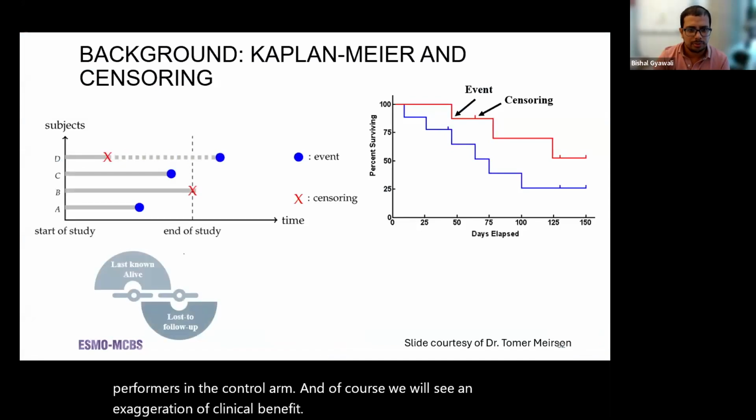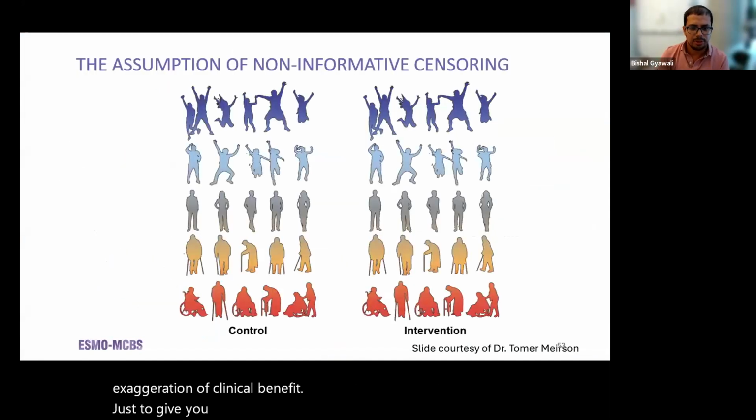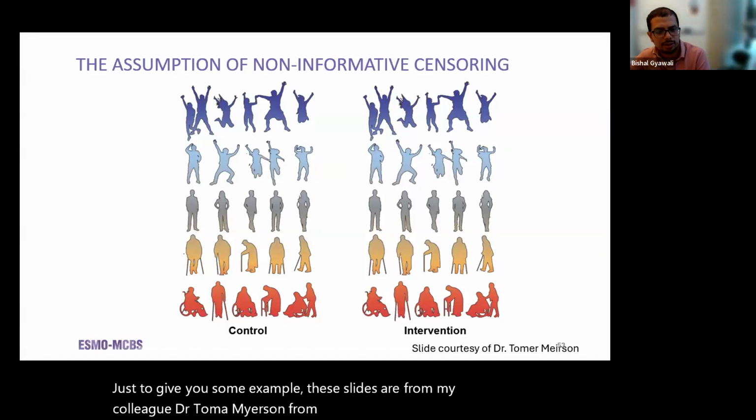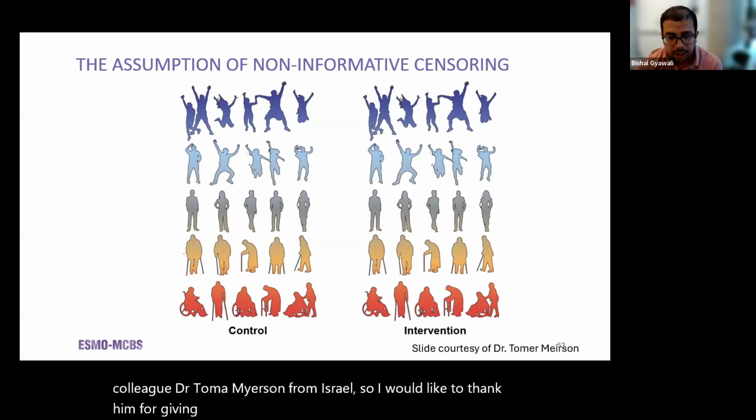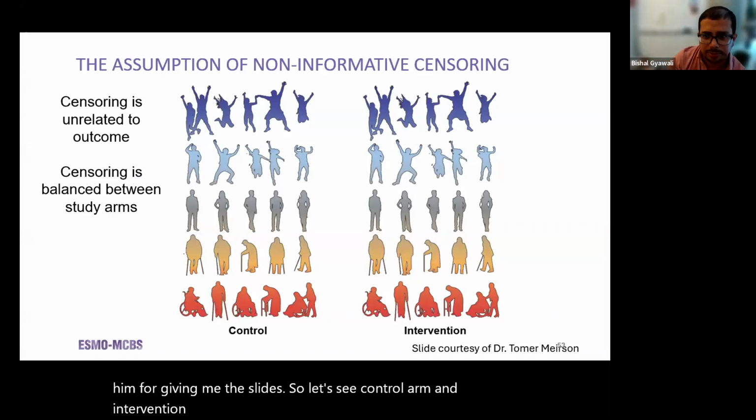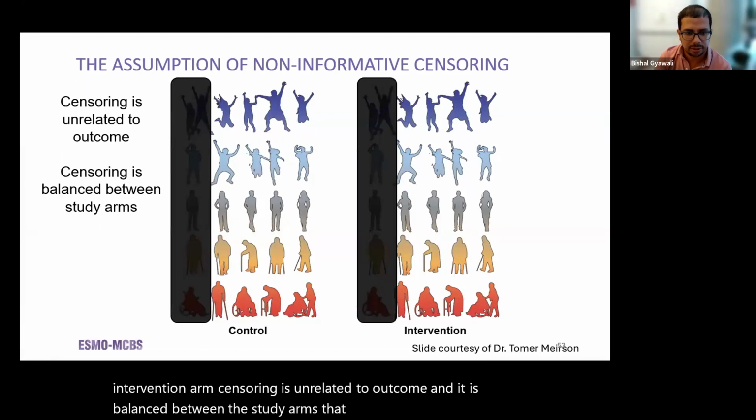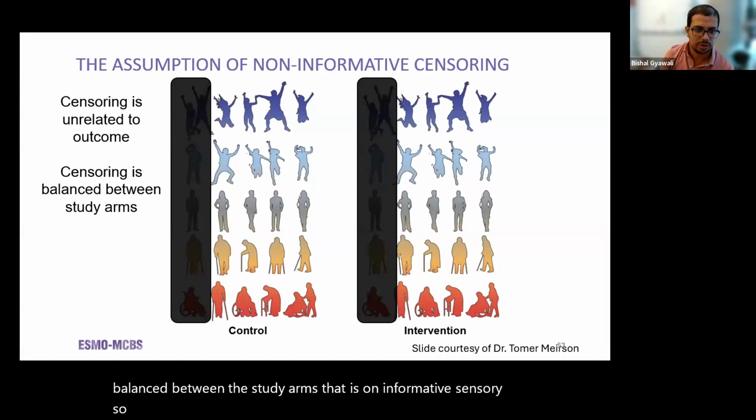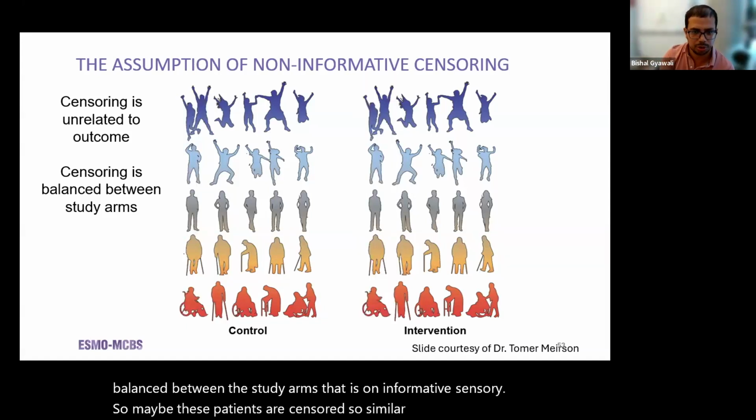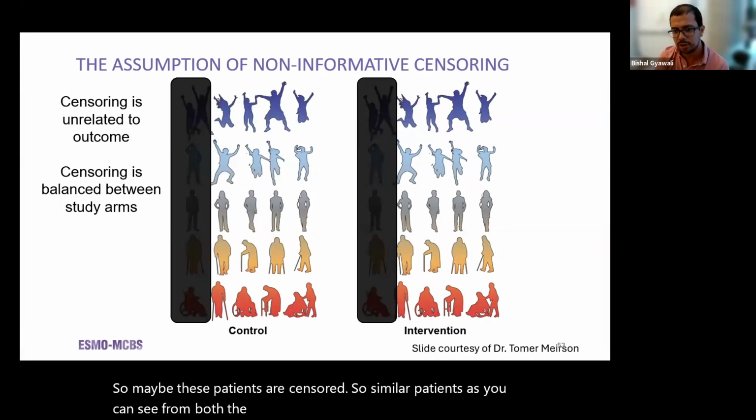Just to give you some examples, these slides are from my colleague, Dr. Toma Myerson from Israel. I'd like to thank him for giving me these slides. So let's see the control arm and intervention arm. Censoring is unrelated to outcome and it is balanced between the study arms, that is uninformative censoring. So maybe these patients are censored. Similar patients, as you can see from both the groups, are censored. This is not going to affect our conclusions.